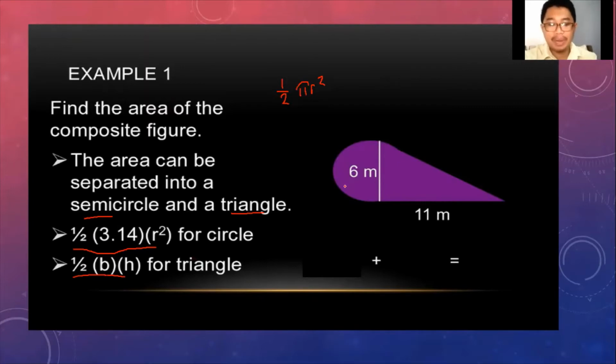So let's start with our circle. This one is 3.14 times, for our radius, the radius of this is half of 6, which is 3, squared, and don't forget to multiply it by 1/2. So we have 3 squared, that is 9. 3 times 3 is 9, times 3.14, times 1/2.